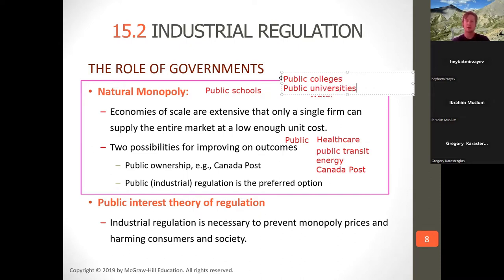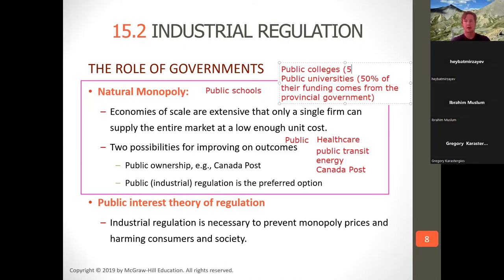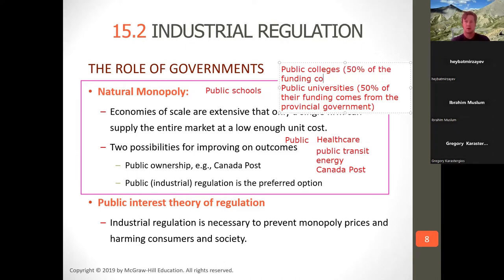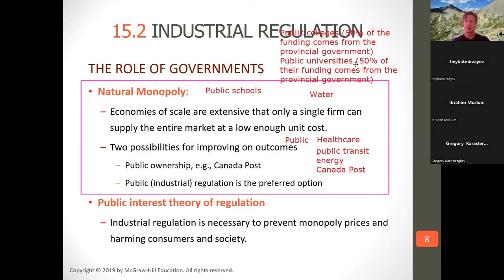Yeah, that's great. So those would be under that because 50% of their funding comes from the provincial government. And the other 50% comes from grants and student tuition. So those are great examples. Gregory, Abraham, and Batmir, those are excellent examples.